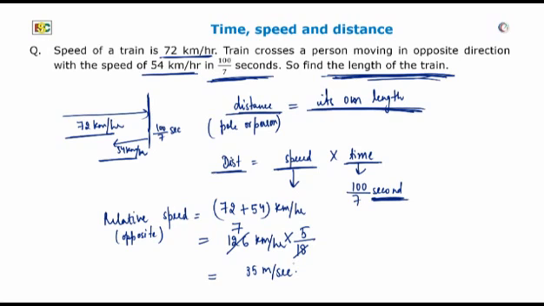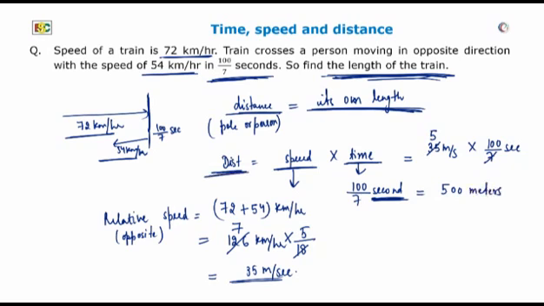Now we will put the value of speed in this formula, and this will be equal to 35 meter per second into 100 by 7 seconds. Now 7 into 5 is 35, and this is equal to 500 meters.